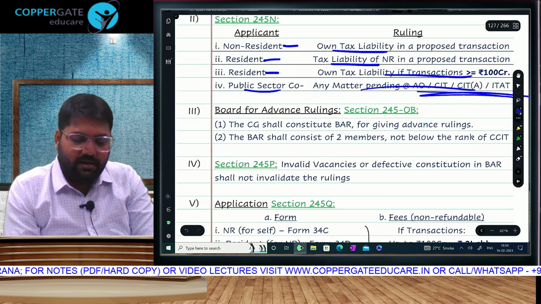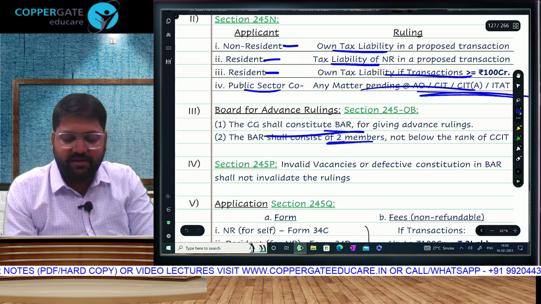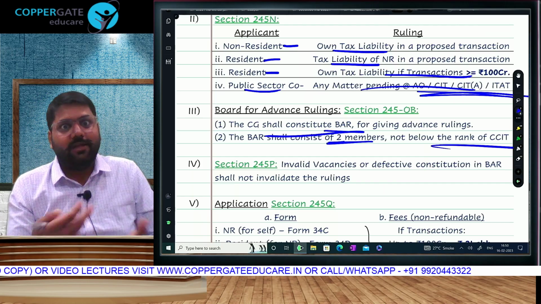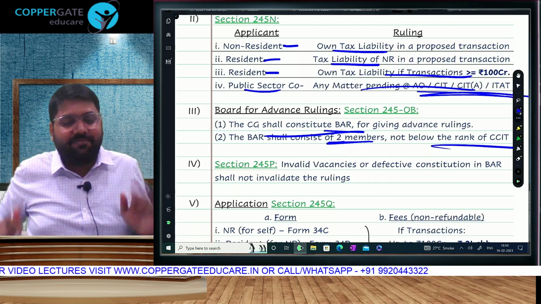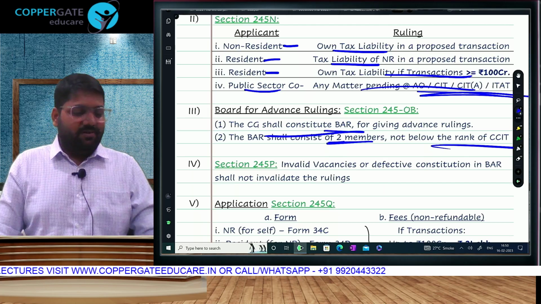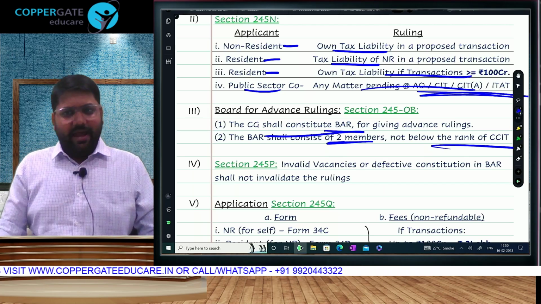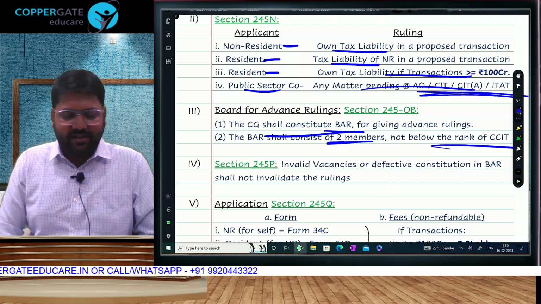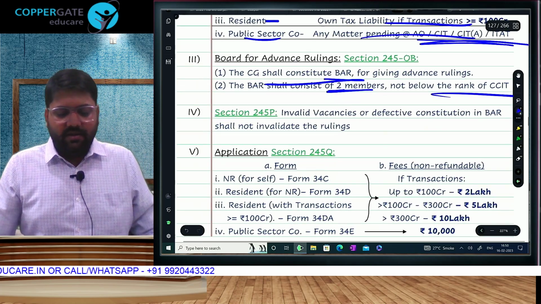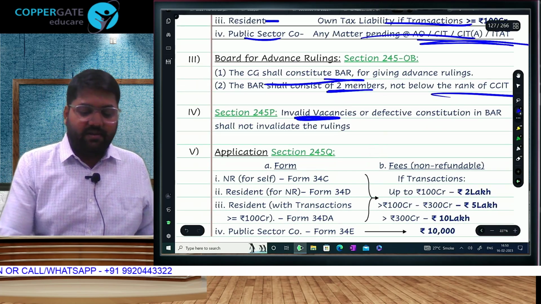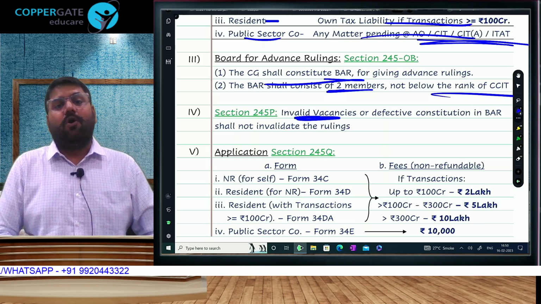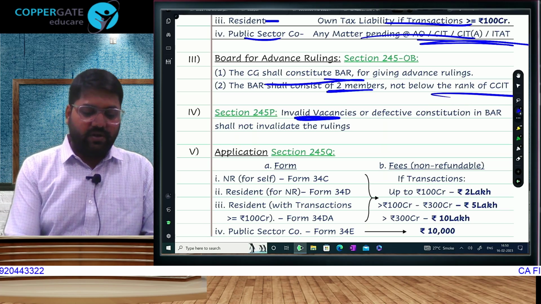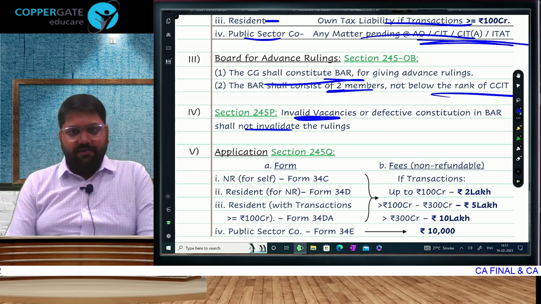The board shall be made by the central government and it will have two members not below CCIT. Remember in AAR we required a High Court judge, Supreme Court judge and so on; they are not available. But here CCITs are available in bulk, wholesale. Anyone can be picked up and made a judge here. Central government can pick up anyone and put them here. Even then they specify that if there is any invalid constitution or any wrong person has been appointed, supposing a CIT has been appointed, the ruling is still going to be valid. The ruling will not be invalidated.